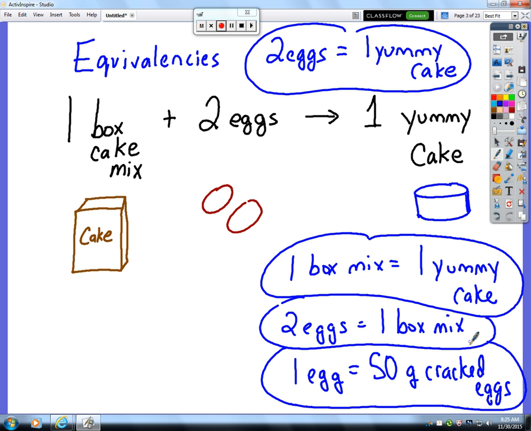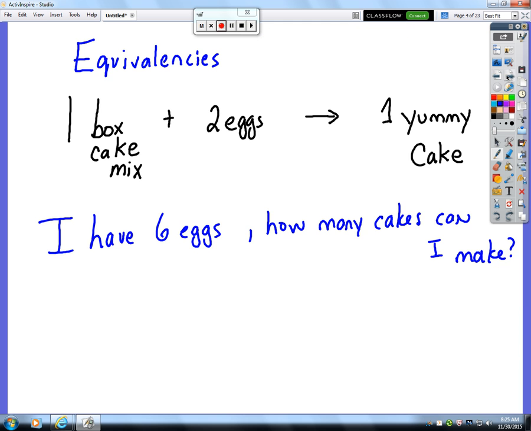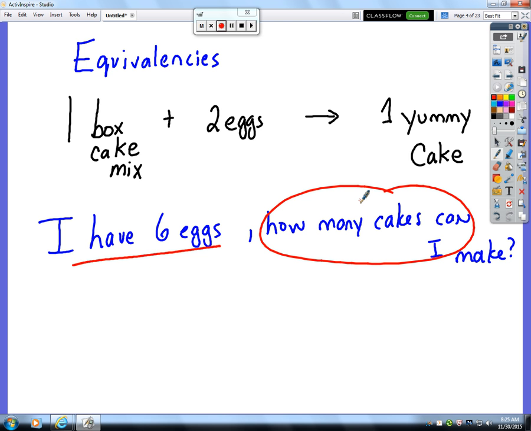Now, let's use these relationships to do some problems. First, I have a problem that seems very simple, and so let's start with something simple because it's going to get more complicated. So let's learn how to do the math. We're basically going to use some of the ideas that we use when we use moles, and we're going to take these forward with us. So what do we know? We know we have 6 eggs, and we want to know how many cakes we can make.